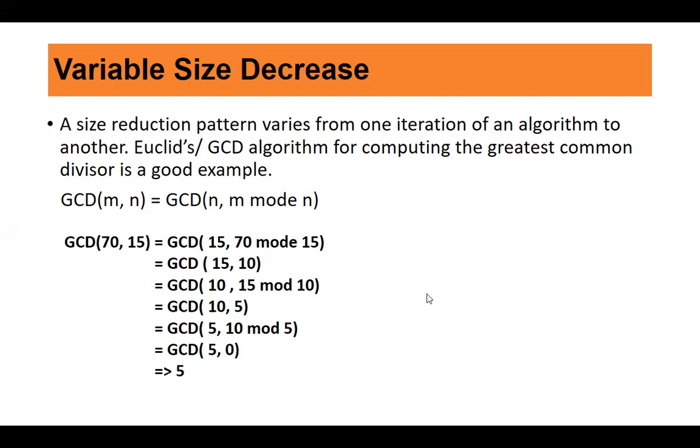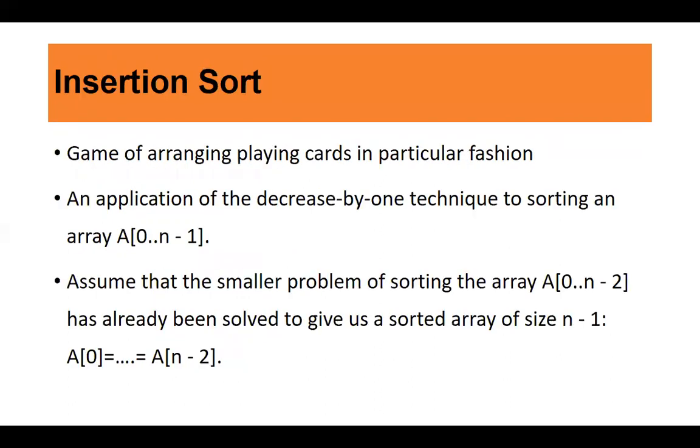Next, one of the famous examples associated with decrease and conquer is insertion sort. Of course, all of us have already studied it or might have taught it to students. So let us just revisit it, to refresh it. It is mostly used when you are playing cards, to arrange the cards in a particular fashion, right? So it is an application of the decrease by one technique. Every time in each iteration, the problem size will be decreased by 1.